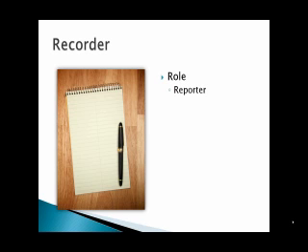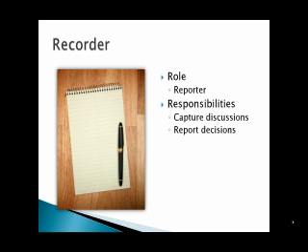The main responsibility of the recorder is to capture the discussion points and the key takeaway points for each agenda item. In addition to reporting the decisions made during the meeting, it is important to record the process used for reaching the decision. Was the decision made by majority vote? Was the decision reached by consensus or by the leader?